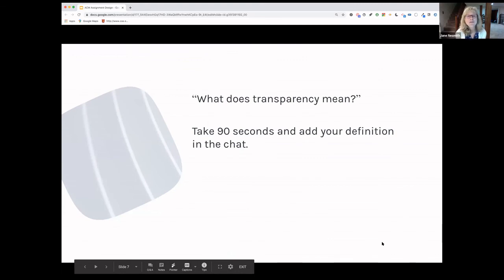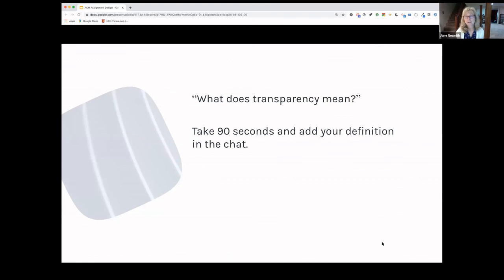So we have a question for you. What does transparency mean when it refers to human activity? So think about this for a bit, and then go ahead and add your thoughts, your definition into the chat.